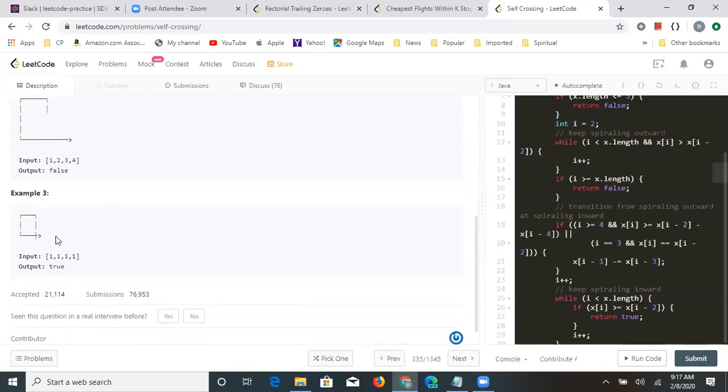Similarly, in this example, even if you touch, it is considered that you have crossed, because it went here with 1 unit, 1 unit, 1 unit, and 1 unit. So even if you touch your starting point, you consider that you have crossed the limit.